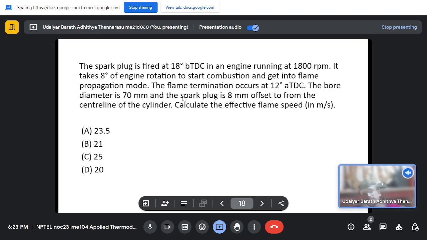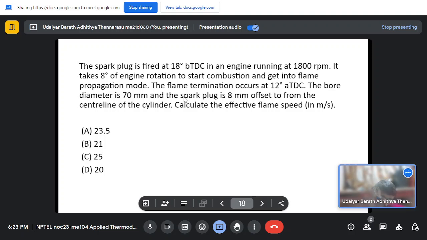So the next question is, the spark plug is fired at 18 degrees before top dead center. This is regarding a spark ignition engine, or assume a petrol engine. So you have a spark plug, and during combustion, you take in a charge of fuel plus air mixture. The piston moves down and it will start compressing.